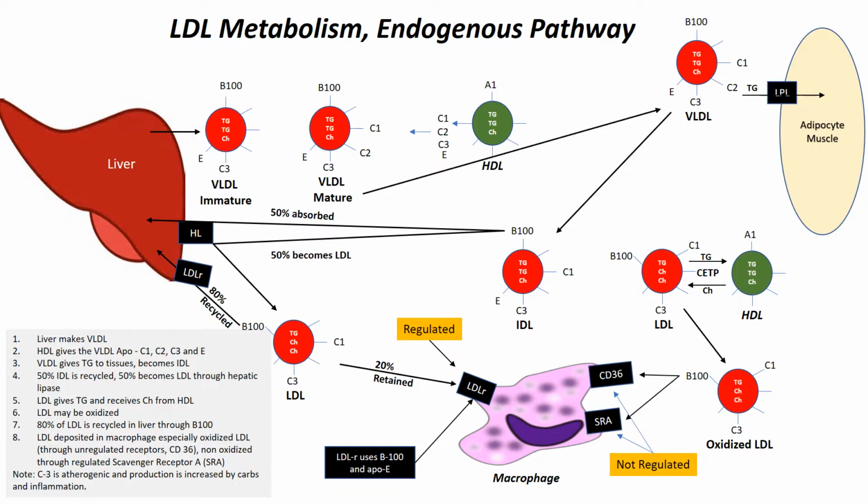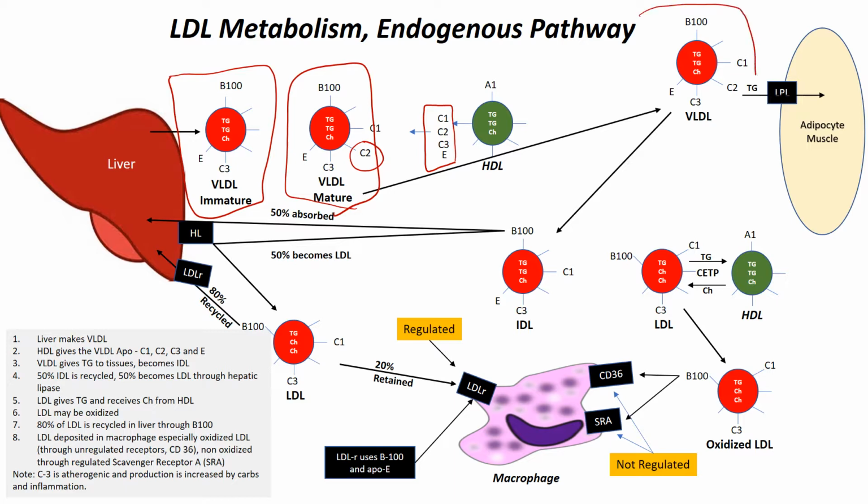So this is the whole picture, put together from soup to nuts. So let's just do a really quick run through again. Okay, so the liver packages up lipids, triglycerides, cholesterol, and phospholipids in a VLDL, which is immature. Now the VLDL interacts with the HDL and it gets some of these apoproteins and becomes a mature VLDL. And now that C2 apoprotein allows the VLDL to interact with lipoprotein lipase and give it some triglycerides. And once it gives up some triglycerides, it becomes an IDL.